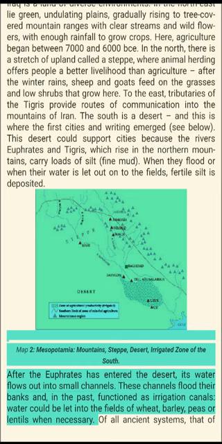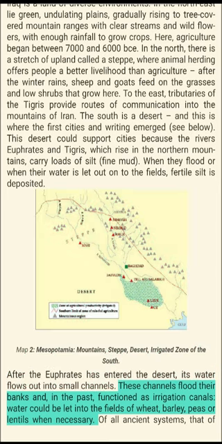After the Euphrates has entered the desert, its water flows out into small channels. These channels flood their banks and, in the past, functioned as irrigation canals. Water could be let into the fields of wheat, barley, peas or lentils when necessary. Of all ancient systems, that of the Roman Empire, Theme 3, included, it was the agriculture of southern Mesopotamia that was the most productive, even though the region did not have sufficient rainfall to grow crops.